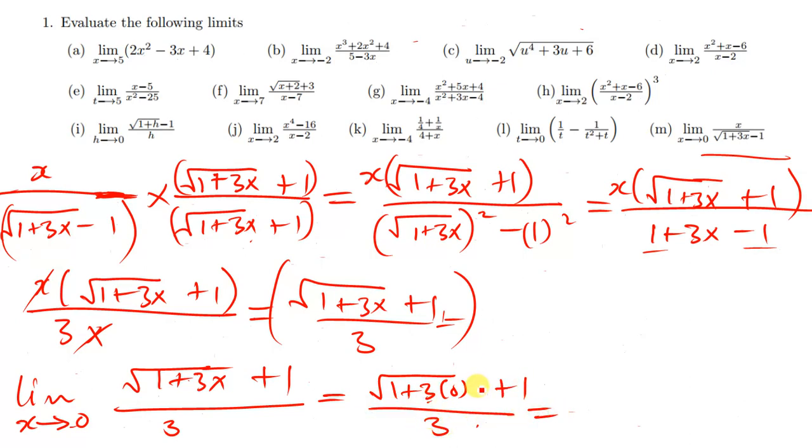So 3 times 0 is 0. The square root of 1 is 1. 1 plus 1 will give you 2, and the denominator there will just be 3. So this is exactly what you get as your solution for that expression.